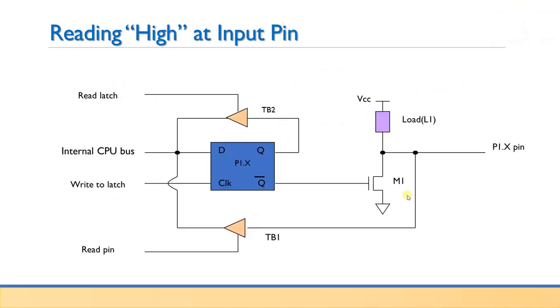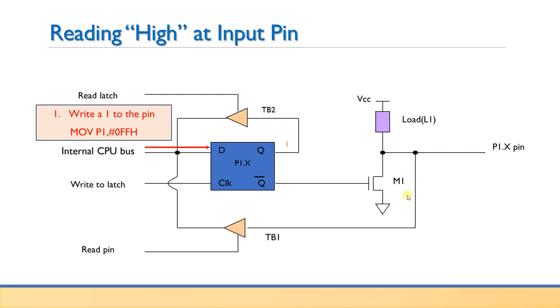If I have to read high at the input pin, then I will write 1 to the pin so that it will act as an input pin. Remember that I have to write a 1 to the port if I have to make it an input. So write a 1 to the port pin. I can do this using this command MOV P1, #0FFH. So D is 1 in this case.